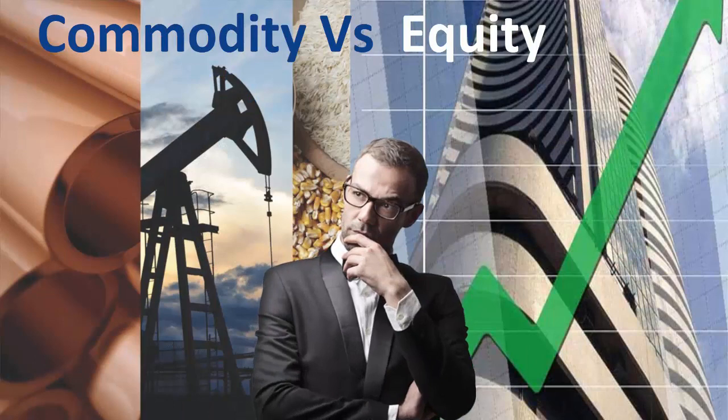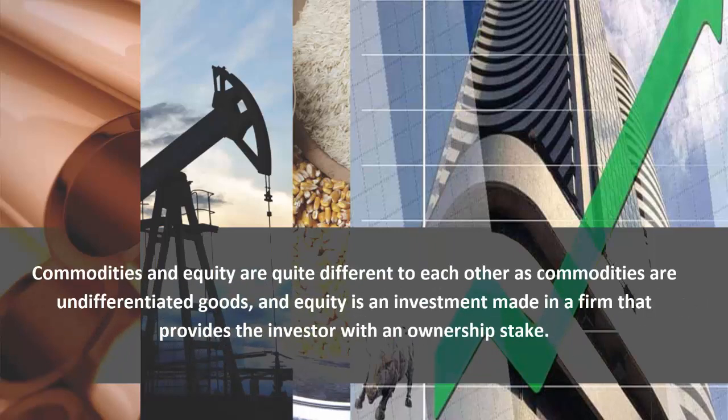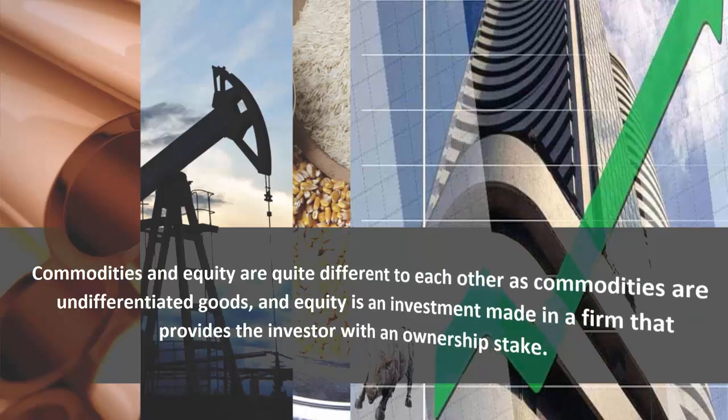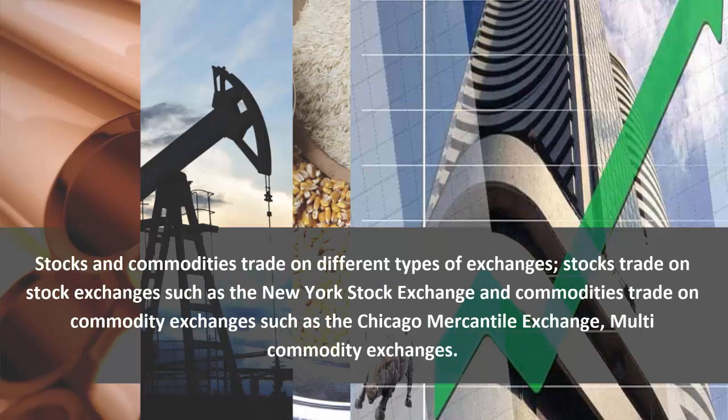So what is commodity versus equity? The only major similarity between commodities and equities is that they are both investment mediums. Commodities and equity are quite different to each other, as commodities are undifferentiated goods and equity is an investment made in a firm that provides the investor with an ownership stake. Even in the sense of trading platform, there are a number of differences between the two investment assets. Stocks and commodities trade on different types of exchanges. Stock trades on stock exchanges such as the New York Stock Exchange, and commodities trade on commodity exchanges such as the Chicago Mercantile Exchange, Multi-Commodity Exchange of India, etc.